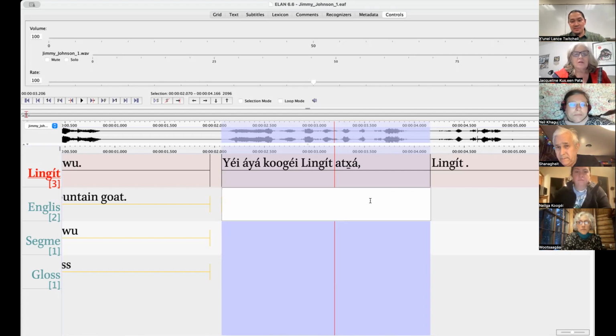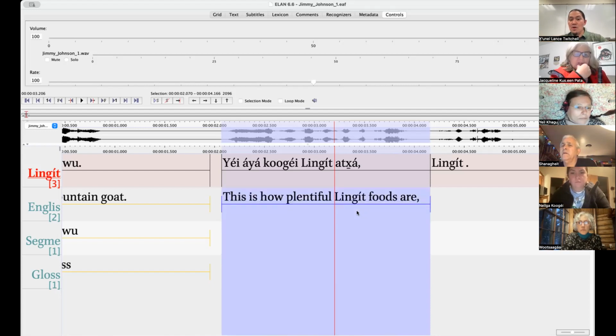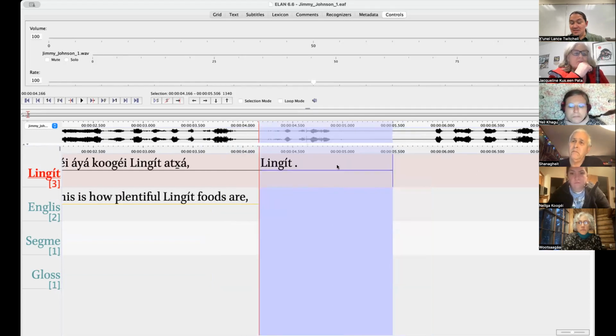I would probably say, maybe you could go this way. Or you could say how many, right? But this is a contextual sort of thing, so you might have to come back. And then he gives us this one. Lingít.